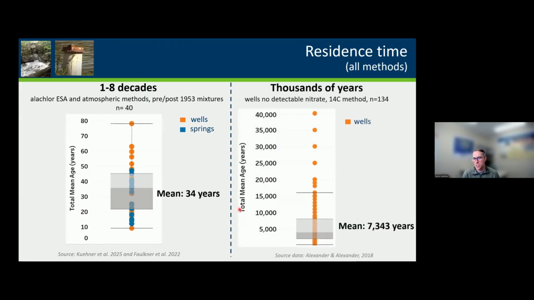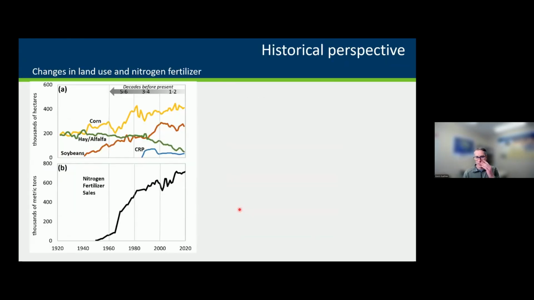And as I mentioned, we also know that there's certain wells that do not have any detectable nitrate. And so we took a closer look at that, and specifically looking at the carbon-14 data. And we find in that case, we find that the mean age on those sites where we had carbon-14 data, the mean age was over 7,000 years old on those sites that do not have detectable nitrate. So if indeed we have this water that is decadal type ages, we then have to kind of look back in history to help us better interpret these trends.